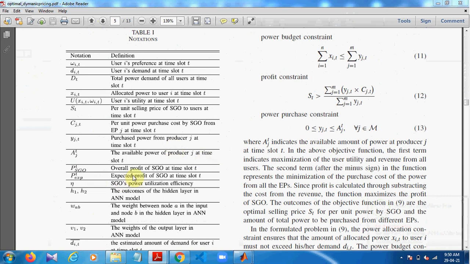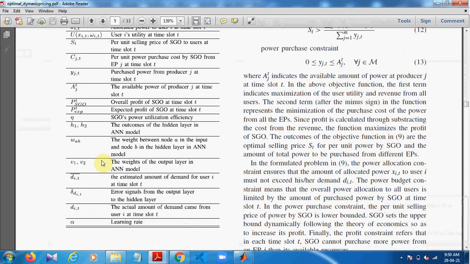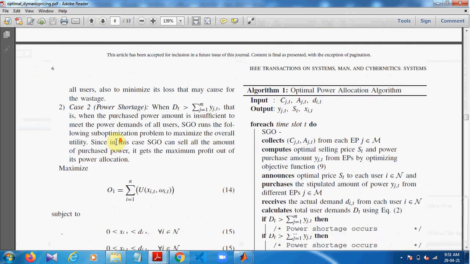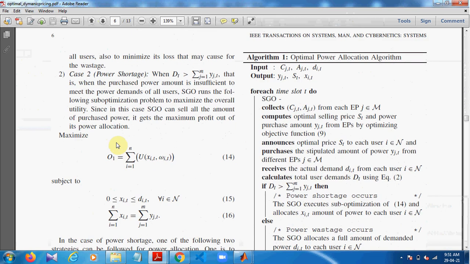Along with that, to find the optimal optimization function, we used an ANN model, with which we are going to optimize this function. This is the optimal power allocation algorithm, in which we give inputs CJT, AJT, and DIT, as we have discussed. CJT is the power purchase cost, AJT is the available power, and DIT is the user demand at that particular time slot. After executing this algorithm, we get three output parameters: YJT, ST, and XIT. YJT is the power purchased from the producer, ST is the optimized selling price, and XIT is the power allocated to the users.